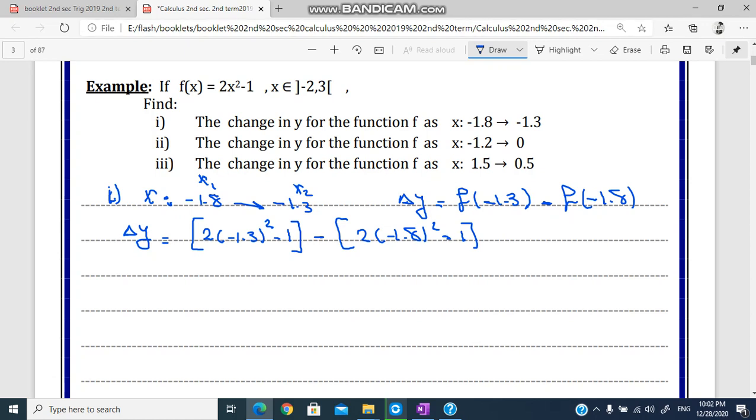2 multiply negative 1.8 power 2 minus 1. The result will be negative 3.1. Number 2 is the same as number 1, but with a change in x from negative 1.2 to 0. And number 3 is the same, but x changes from 1.5 to 0.5.